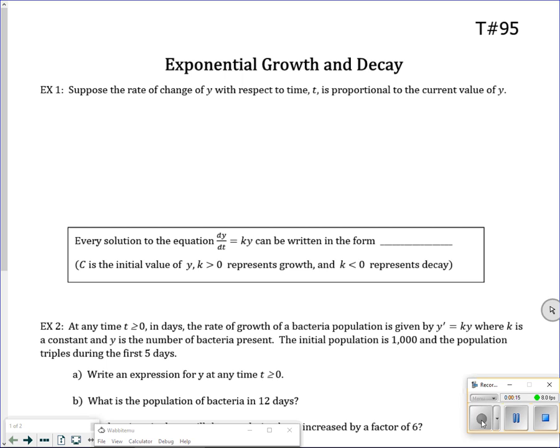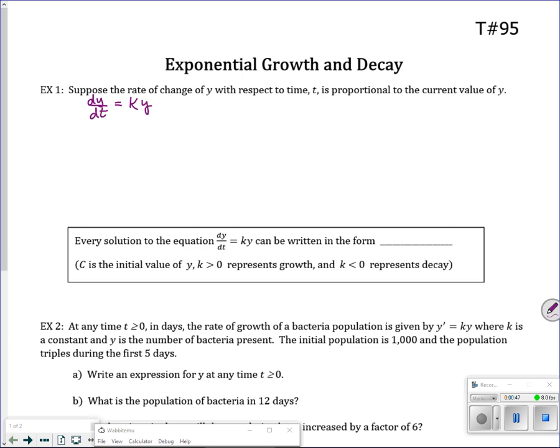All right. Example 1. Suppose the rate of change of y with respect to t is proportional to the current value of y. Now let's translate that to a math sentence. Suppose the rate of change of y with respect to time, that would be dy/dt, is proportional to the current value of y. Remember proportionality, you have that proportionality constant, which is k, so you have k times y.